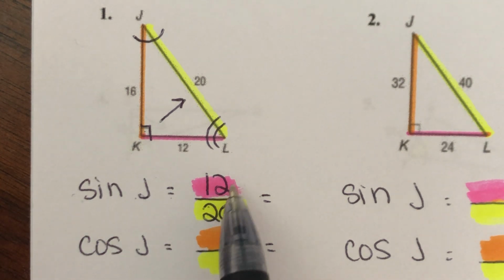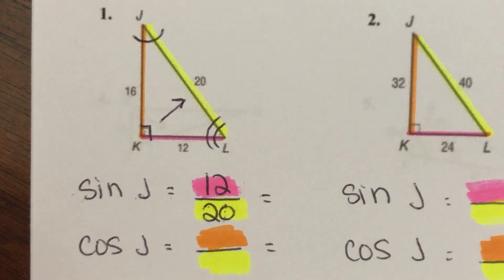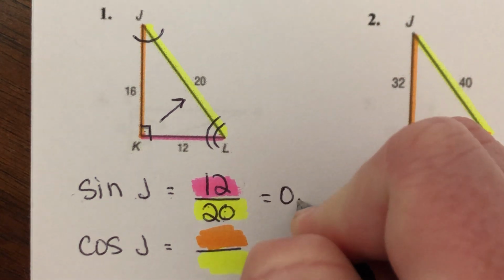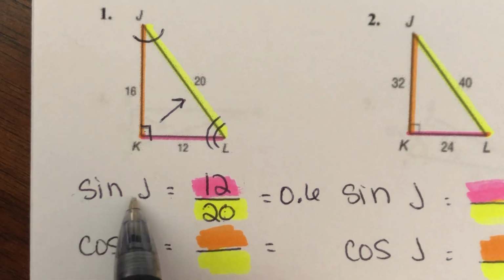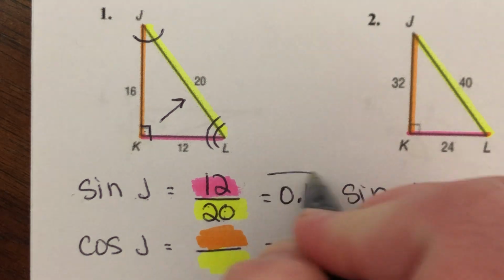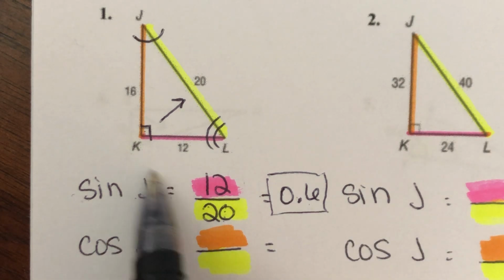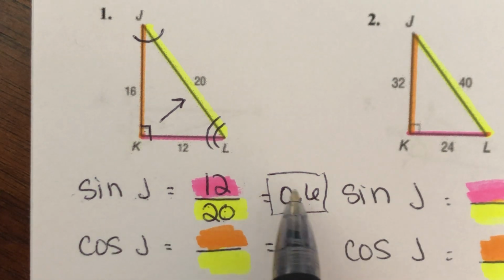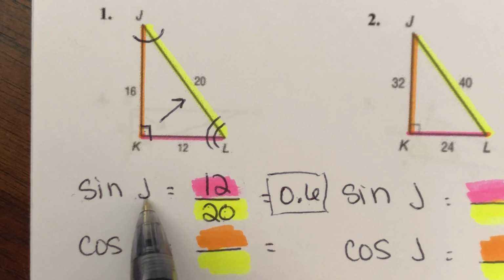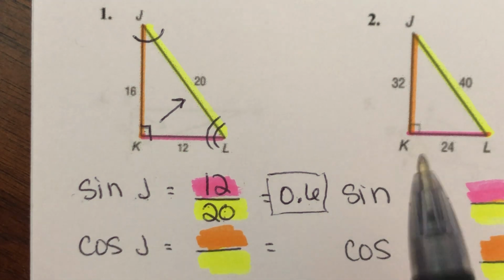But now I want to change 12 over 20 to a decimal. So 12 divided by 20 is 0.6. So the sine of angle J is 0.6. Angle J is not 0.6. The sine of J is 0.6. And like I said, in the next video, we're going to do something with these two pieces of information to actually solve for J. We're just setting it up in this video.